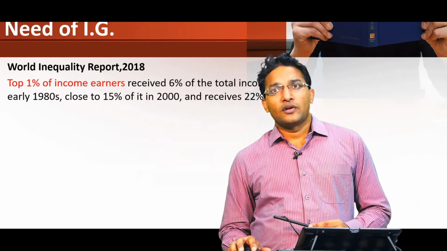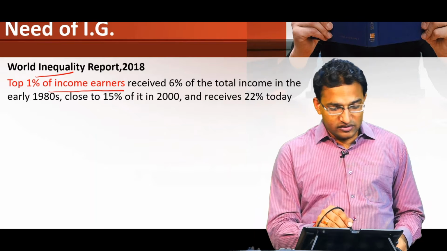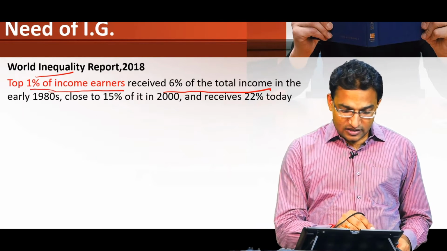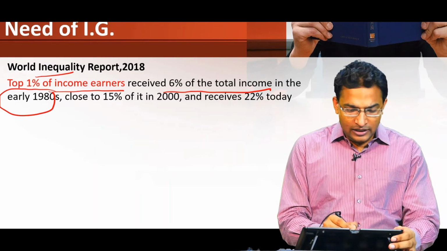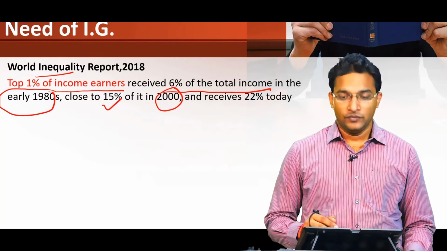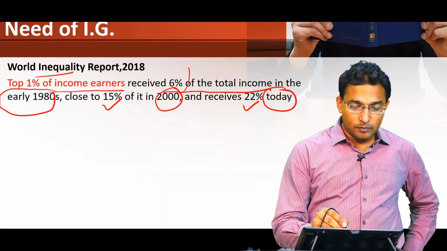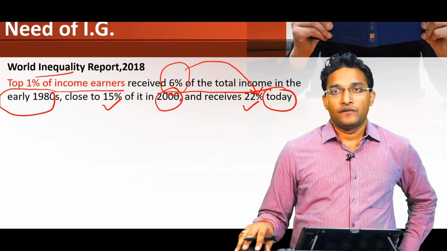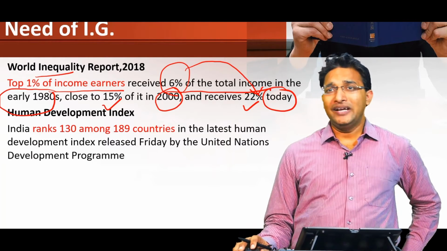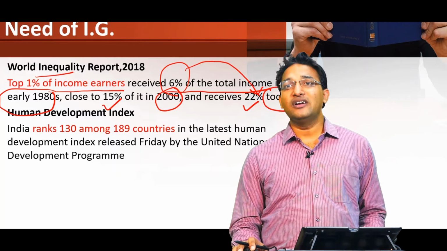Next, World Inequality Report, which is also given by one of the think tank. As per the World Inequality Report 2018, 1% of the income earners in India received 6% of total income in the early 80s. So in the early 80s, top 1% were having just 6% of income. In 2000, they were having 15% of income, and today they have 22% of income. That means the inequality has multiplied almost by 4 times. Then we have one more report, Human Development Index. In this Human Development Index, the rank of India is very, very low. It is just 130 among 189 countries.